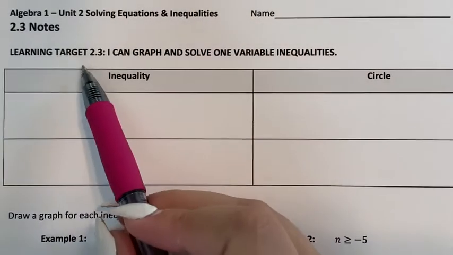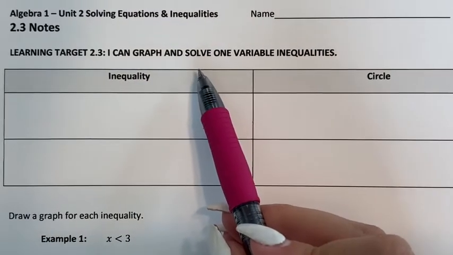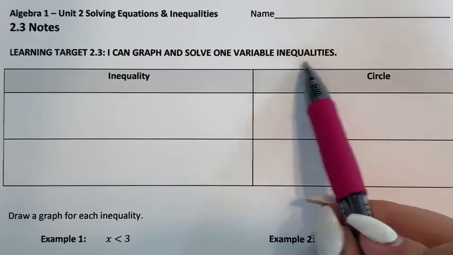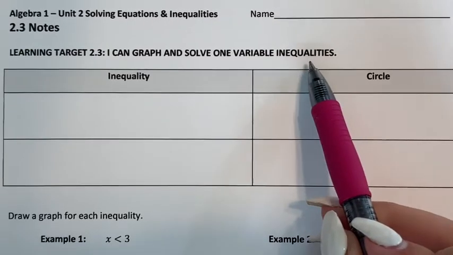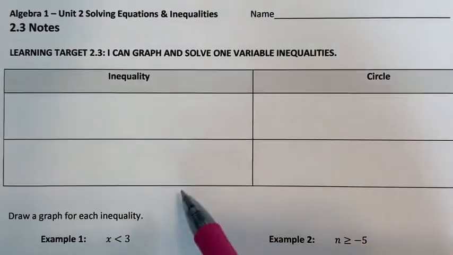We're going to take a look at Learning Target 2.3. I can graph and solve one variable inequalities. So we're no longer dealing with equations, we now have inequalities. In place of the equal sign, there are actually 4 different inequality signs that we're going to write down.